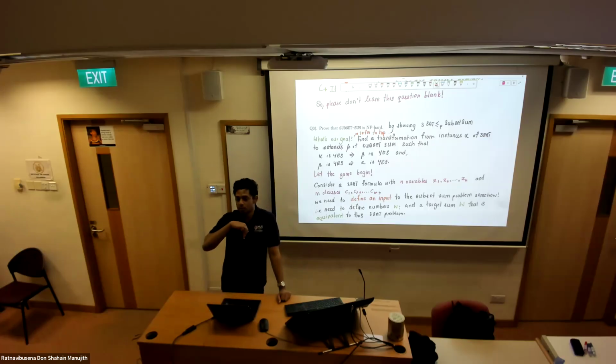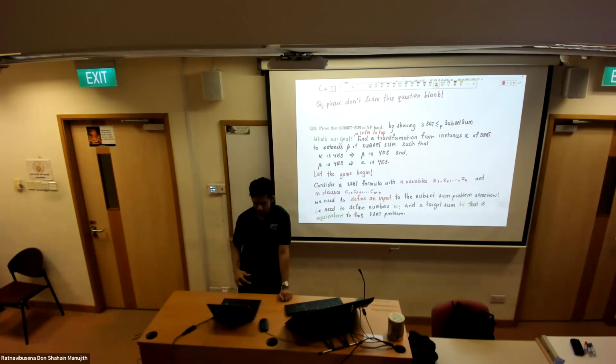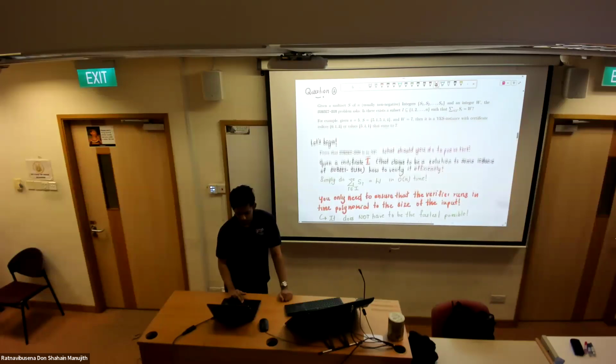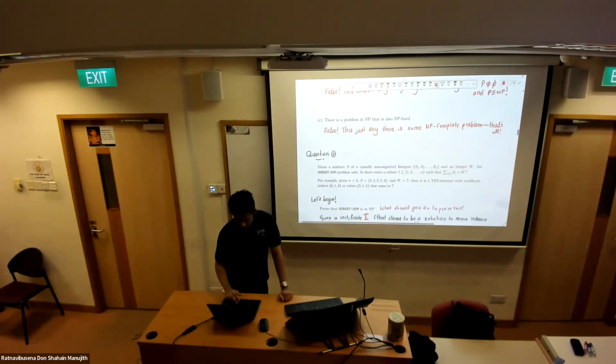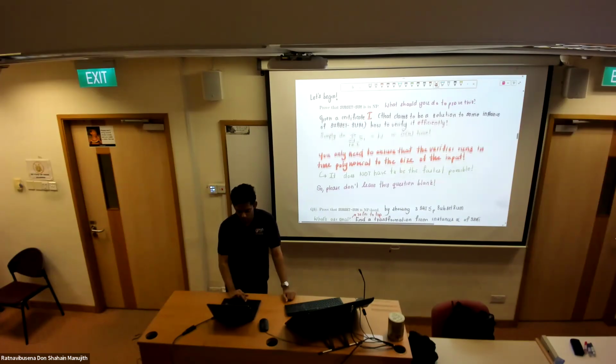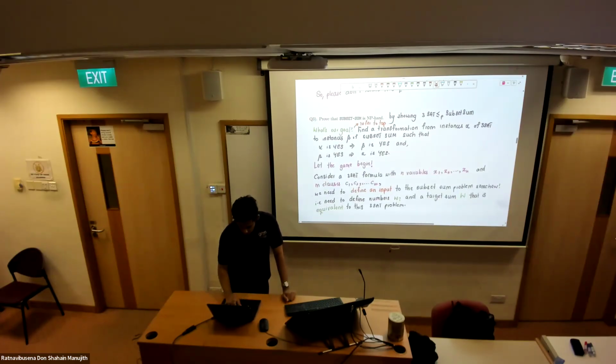So to reduce the 3-SAT problem to subset sum, we need to specify the inputs to the subset sum problem. In this case, what are the inputs? We need to define the numbers wi, the multiset for your subset sum problem, and a target sum w that is equivalent to the 3-SAT problem.